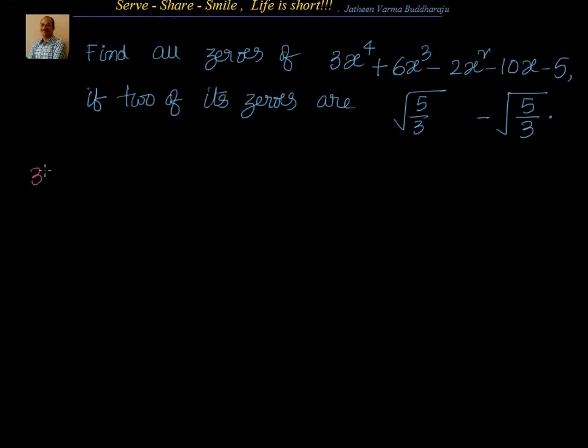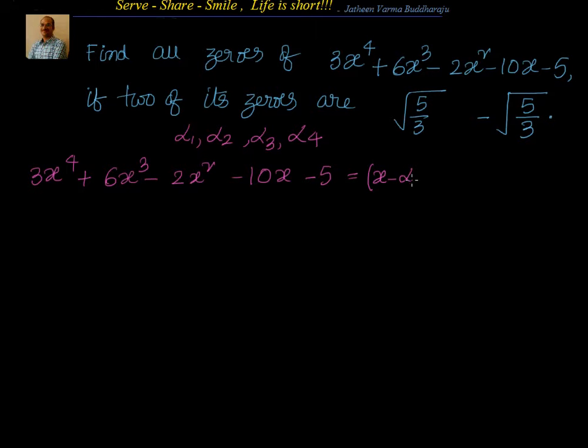So let me write it down. We know that 3x to the power of 4 plus 6x cube minus 2x square minus 10x minus 5. This polynomial is nothing but equal to, suppose let us say the zeros are alpha 1, alpha 2, alpha 3, alpha 4. We know that each of x minus alpha 1, x minus alpha 2, x minus alpha 3 and x minus alpha 4 are factors of the polynomial. So can I write it as equal to x minus alpha 1 into x minus alpha 2 into x minus alpha 3 into x minus alpha 4.